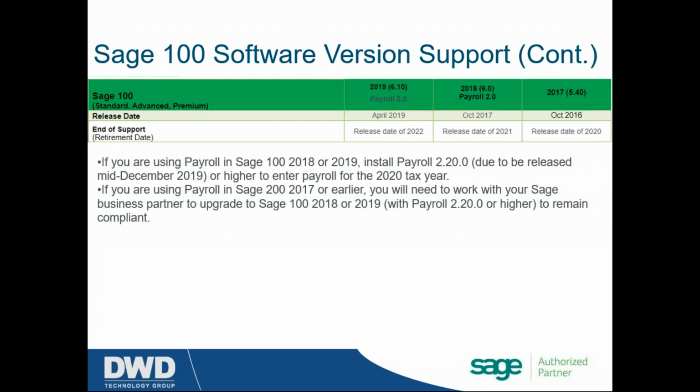2017 does not break. You will get a tax table update, you will get an IRD, you will still be able to use the 2017, but again, you should start taking some steps to get to the 2019 at this point in time with this new release. It's going to be coming out in mid-December as well.